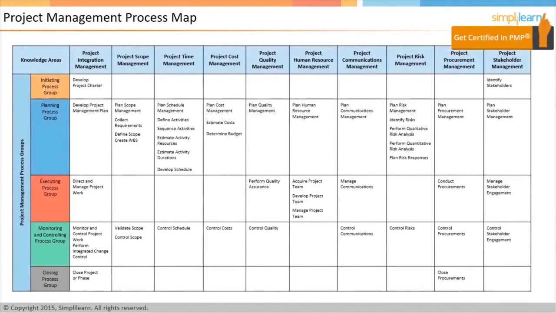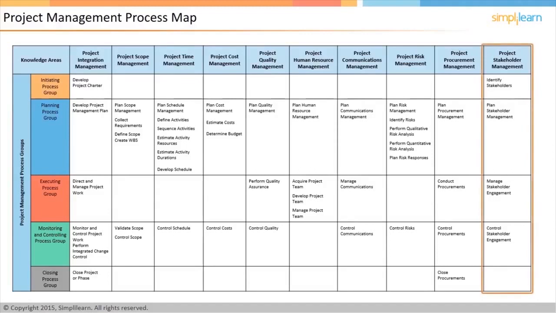There are 47 processes in project management grouped into 10 knowledge areas, and mapped to 5 process groups. In this lesson, we will look at the 10th knowledge area, that is, project stakeholder management and its processes. In the next screen, let us understand who stakeholders are.